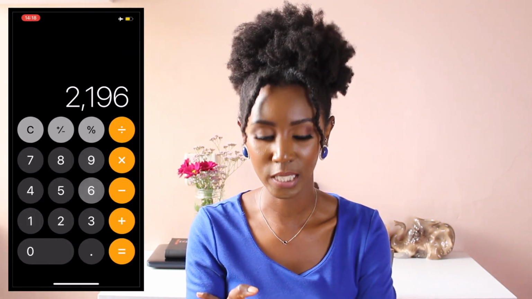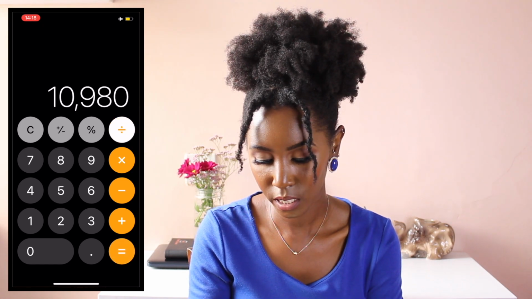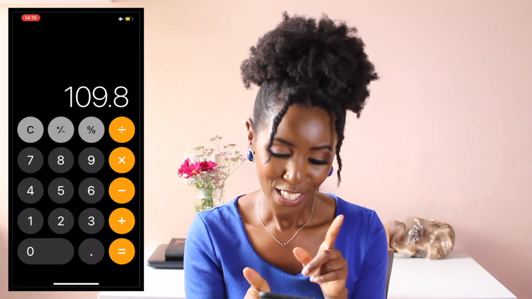If we were to go with a 5% profit margin, times 5 divided by 100, it's 109.8 shillings is the profit that we would be making. So if I'm choosing to make a profit margin of 5% per kilo, that would be 110 basically. So 110 shillings per kg.